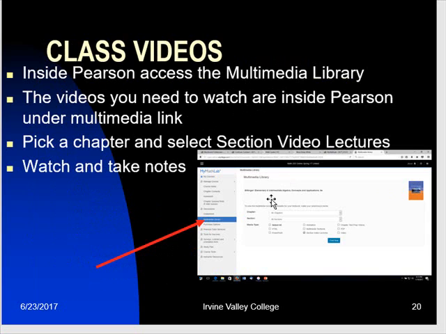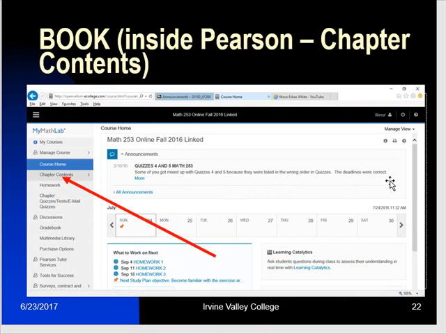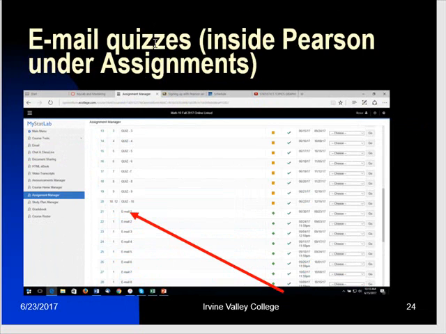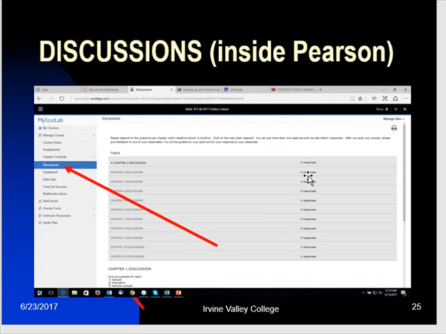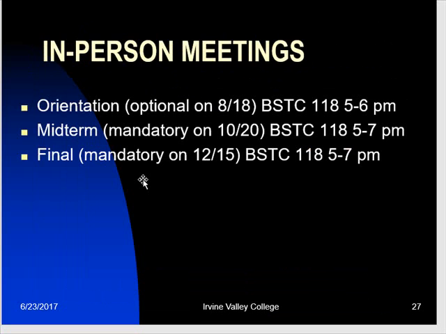Class videos. Let's go over it. In Pearson, your class videos are under the multimedia library, per chapter. The graphing calculator videos are on the first page of Canvas under this link. I made those to help you out. Your book is inside Pearson, and it's under chapter contents. Your homework is inside Pearson under assignments. Your email quizzes and your regular quizzes are under assignments inside Pearson. And the discussions are also inside Pearson under discussion. When you want to post your discussions, click on the link and post.